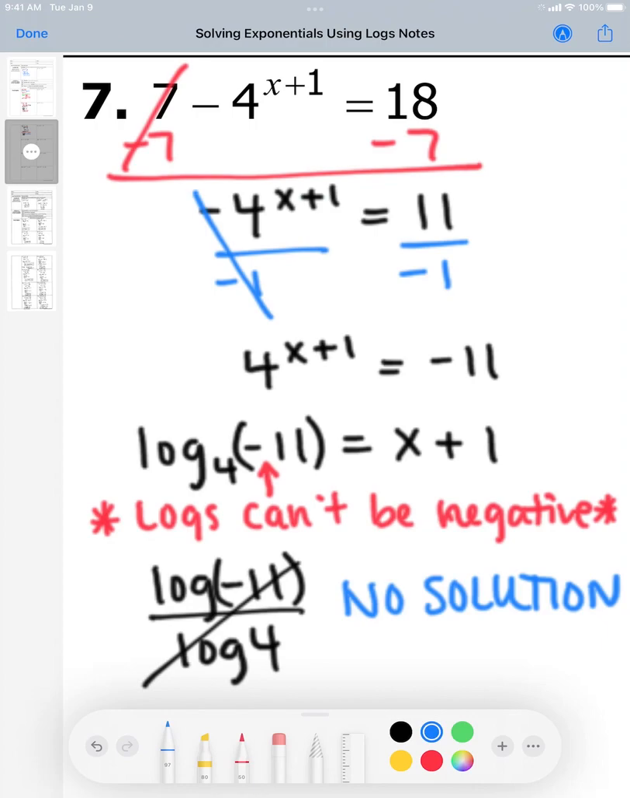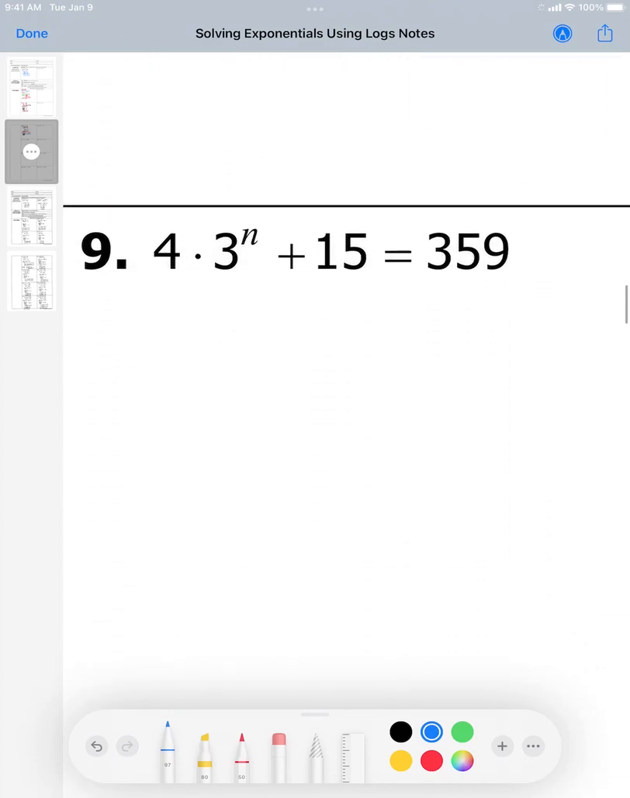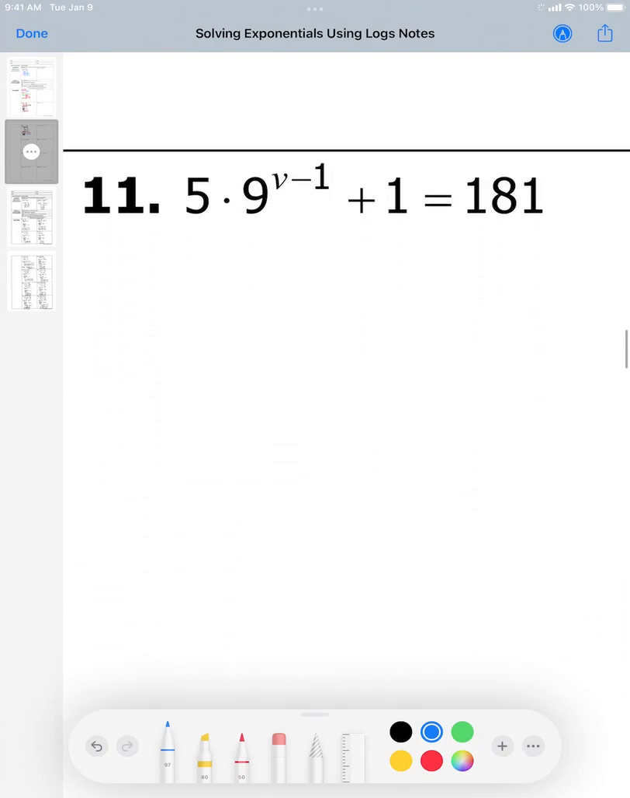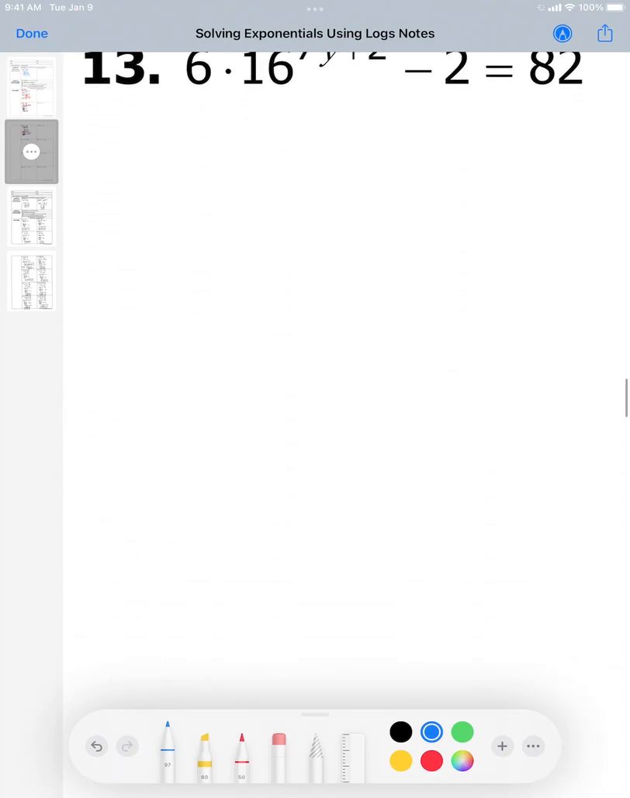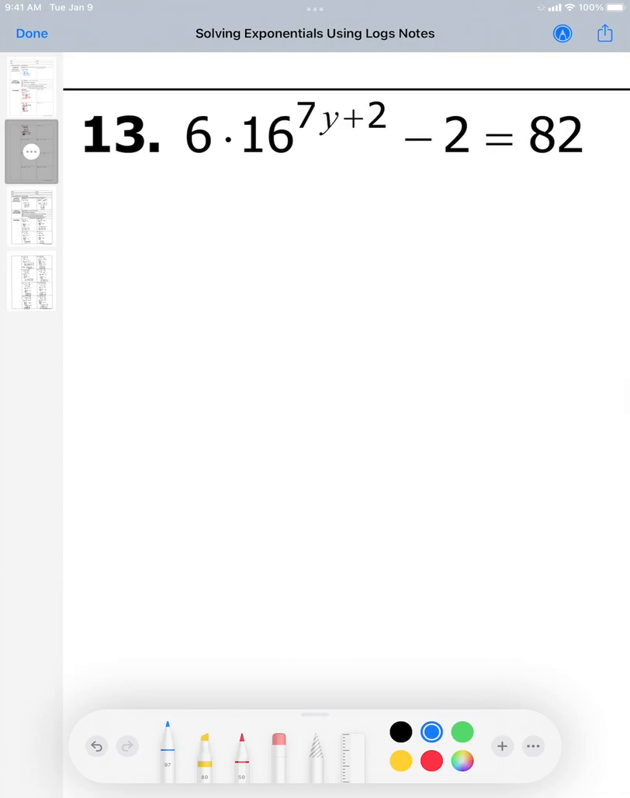Okay, let's try one more. I'm going to skip 9 and I'm going to jump to number 11. Let's try number 11. Actually, let's go down to number 13. Yeah, this is a better one.